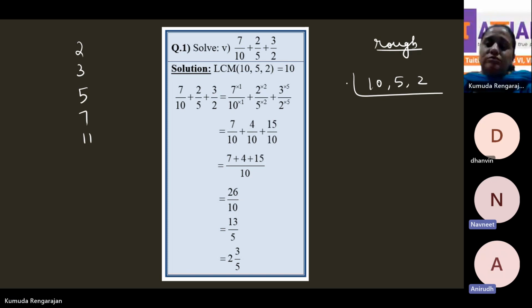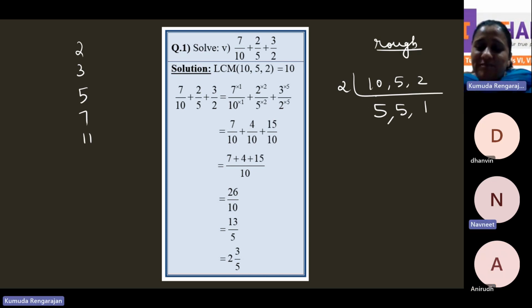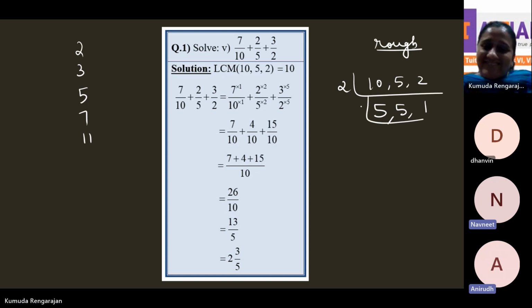No, ma'am. 10 is divisible, ma'am. So 2 5s are 10. 5, 10 and 5, ma'am. 5. You must put 1. If it's divisible, then 5 1s are 5, then 5 again, ma'am, again 5. We need to put 5 on the side. Yeah, 5, 1. That's all. And 5 2s are 10. So 2 into 5 is 10. The 10 is the LCM.